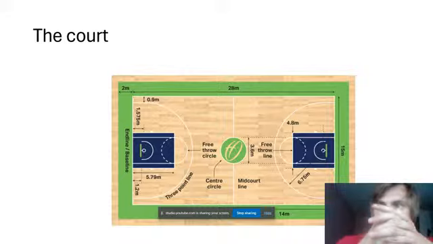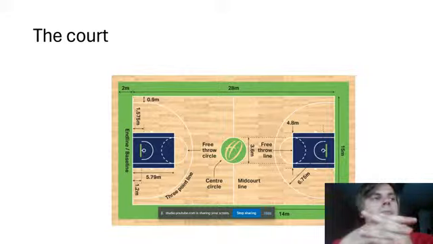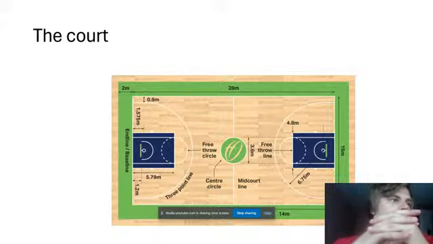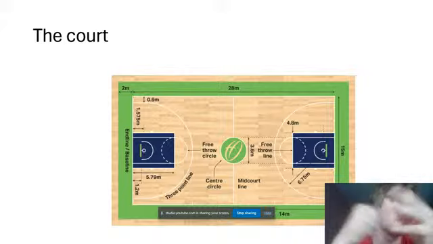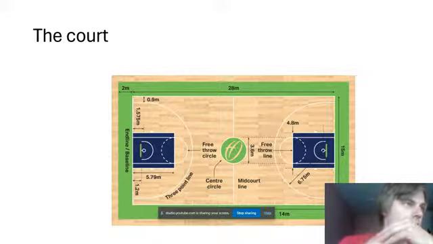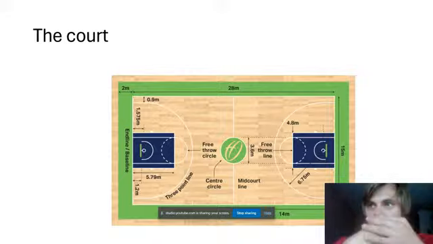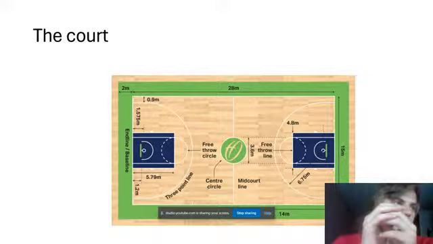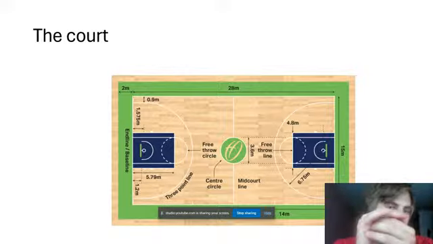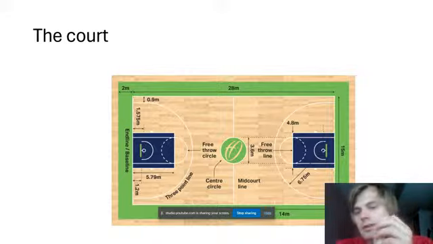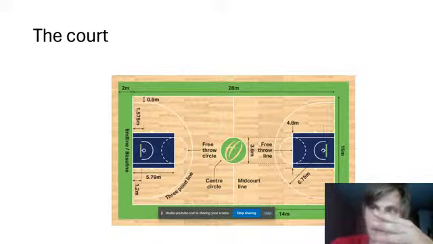Other sports that have a court are tennis, volleyball, badminton, etc. Usually we call these sports court sports, but basketball is an exception because you don't knock things over a net. You throw things into a net or a basket, since it's a basketball.